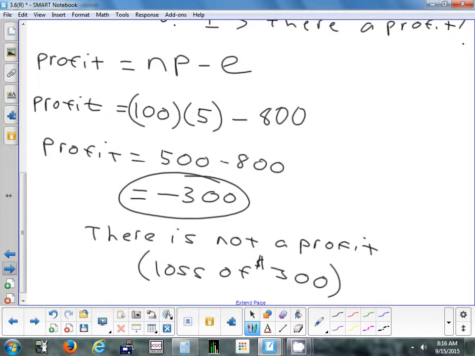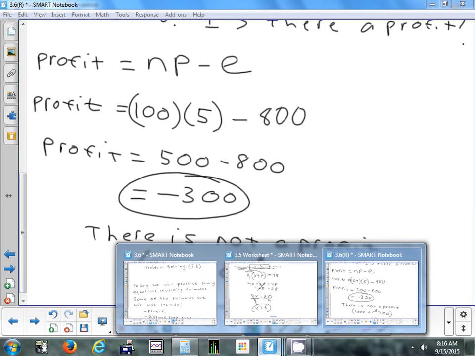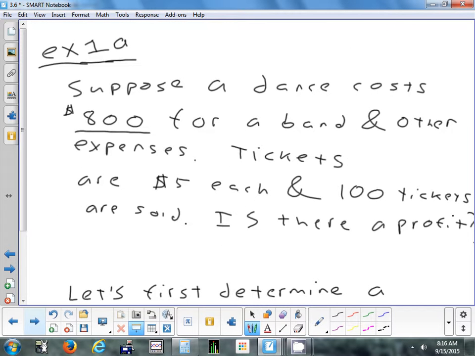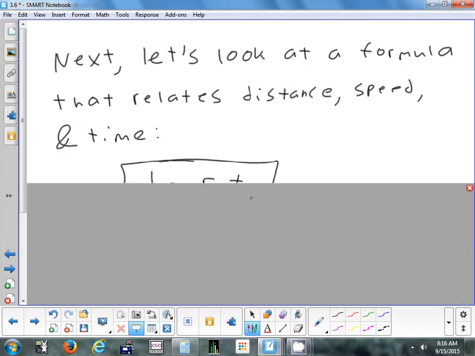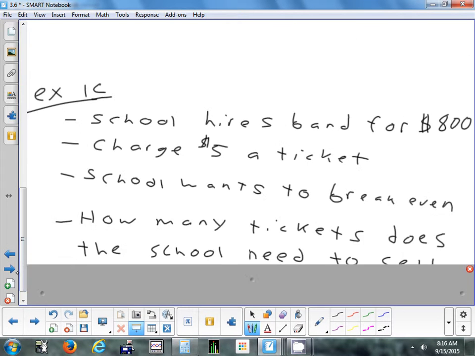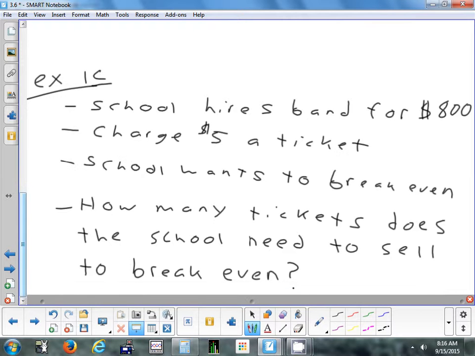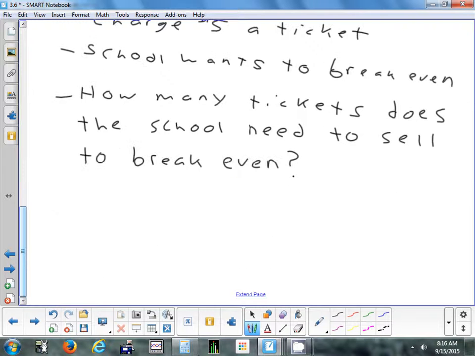All right, let's take a look. This one we're just going to look at separately because I don't think it's the next one in your notes. All right. So it's the same kind of idea. The school still costs $800 to hire the band. Still going to charge $5 a ticket. So all that's staying the same. You don't have this one in your notes, so just gotta pay attention to this one. We just want the school to break even.